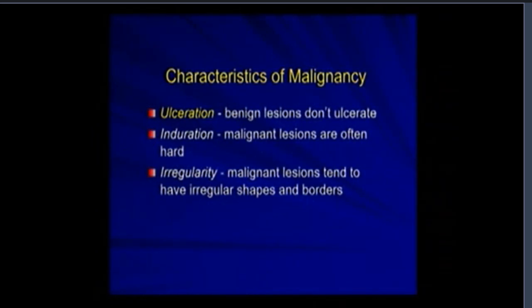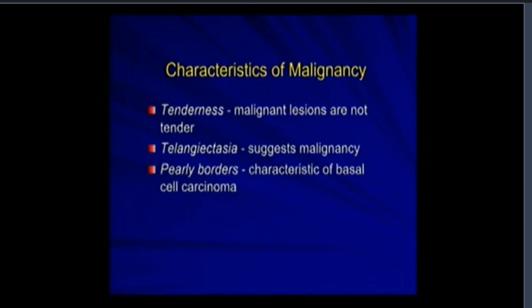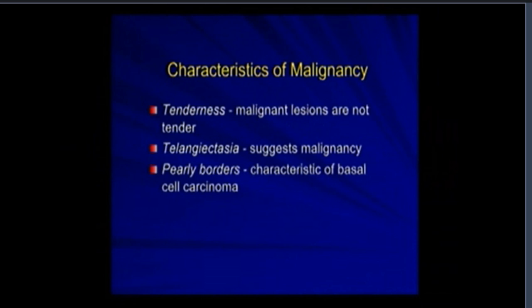And all of you know that ulceration is one of the main findings in a malignant tumor in the eyelid, followed by induration, irregularity, and tenderness. As you know, most of the malignant tumors are non-tender. So tenderness is not a sign of malignancy. Telangiectasia and pearly borders are a really common finding in basal cell carcinoma.